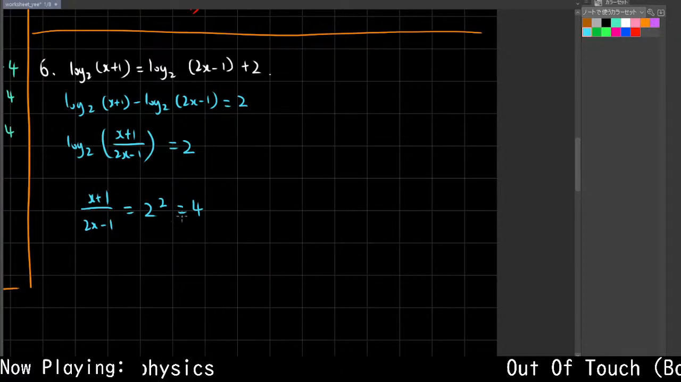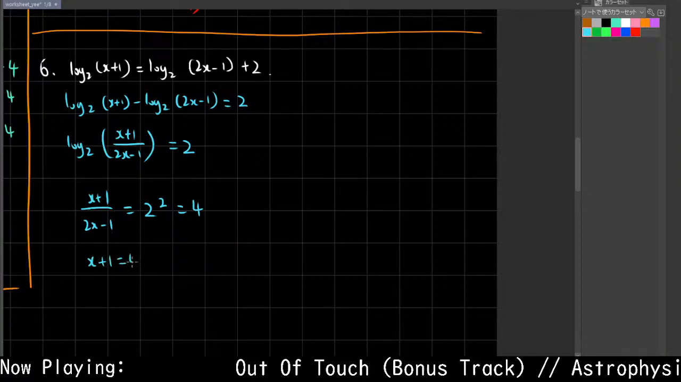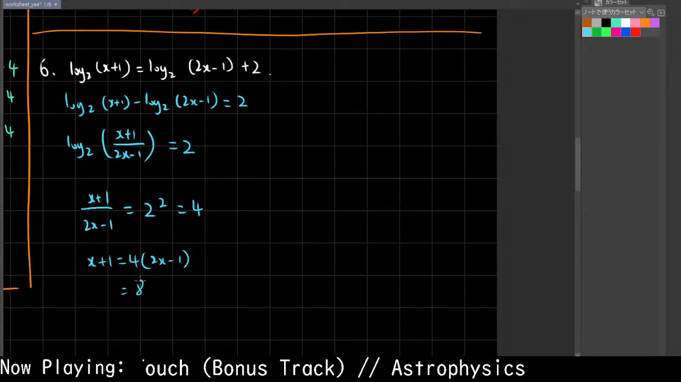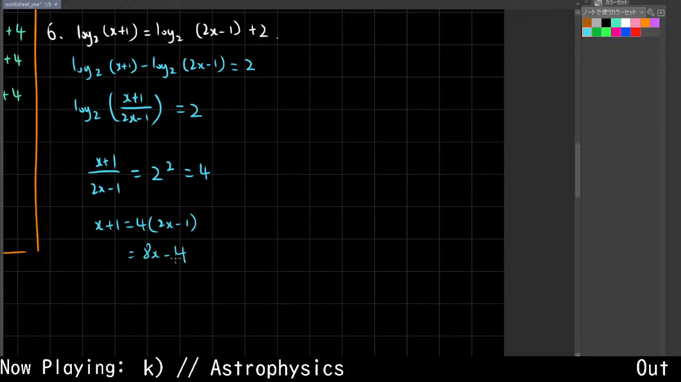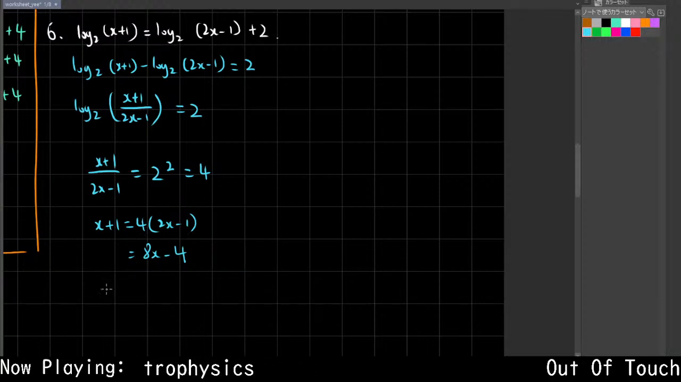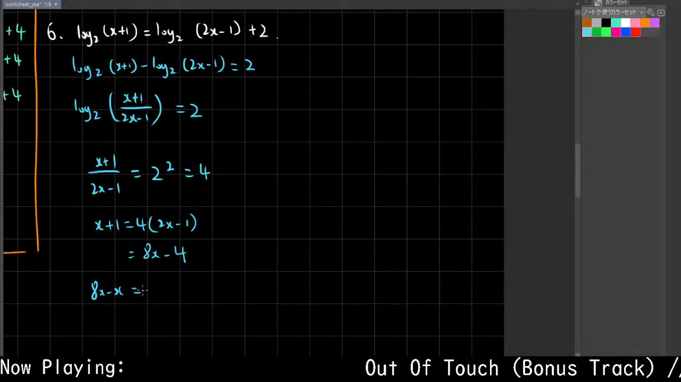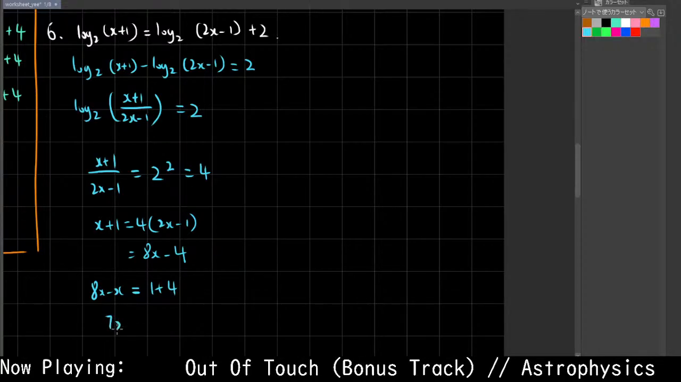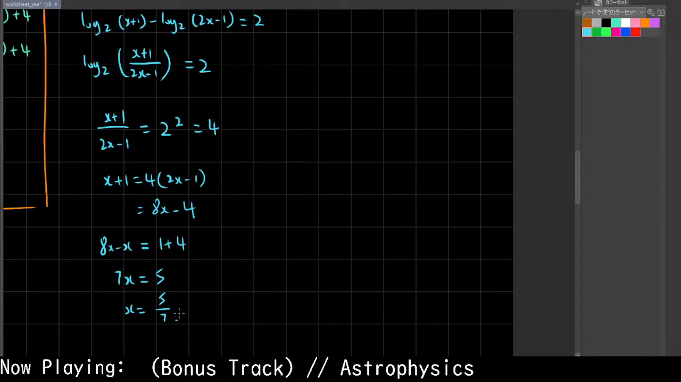Okay, so you want to find x, so rearrange it. Bring your 2x minus 1 over to the other side to multiply. So we'll get x plus 1 equals to 4 bracket 2x minus 1, and you multiply it in like this, and you rearrange. I bring my x over to the other side, so 8x minus x, and minus 1 you bring over, 1 becomes 1 plus 4, so 7x equals to 5, x equals to 5 over 7. Done.